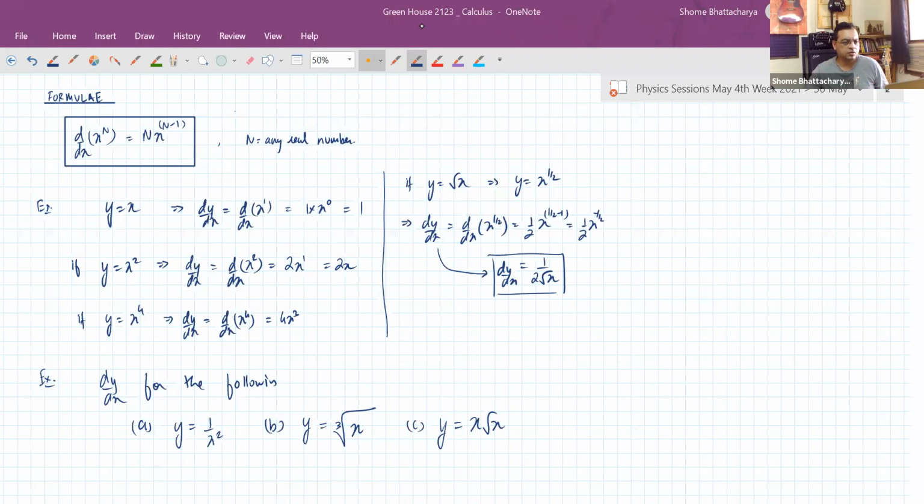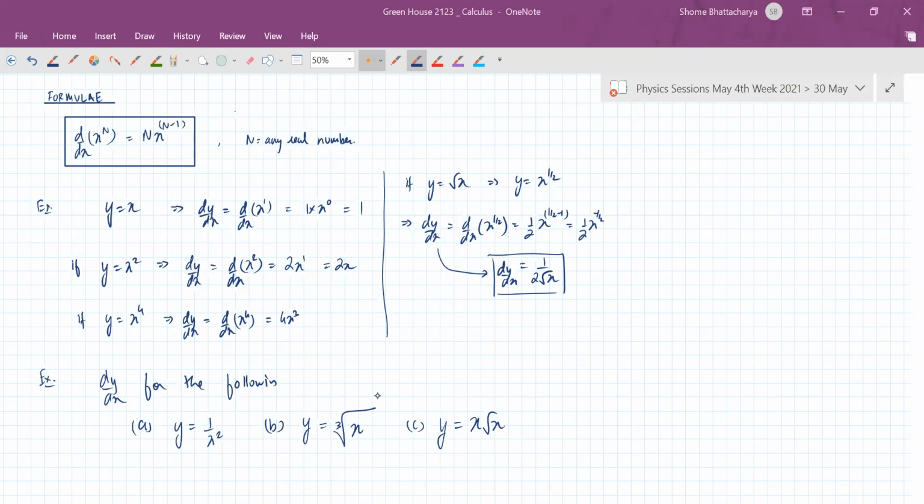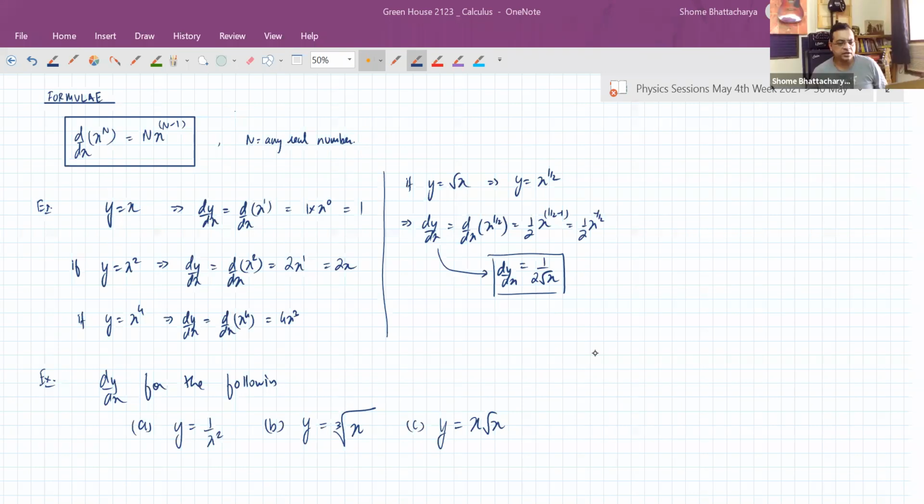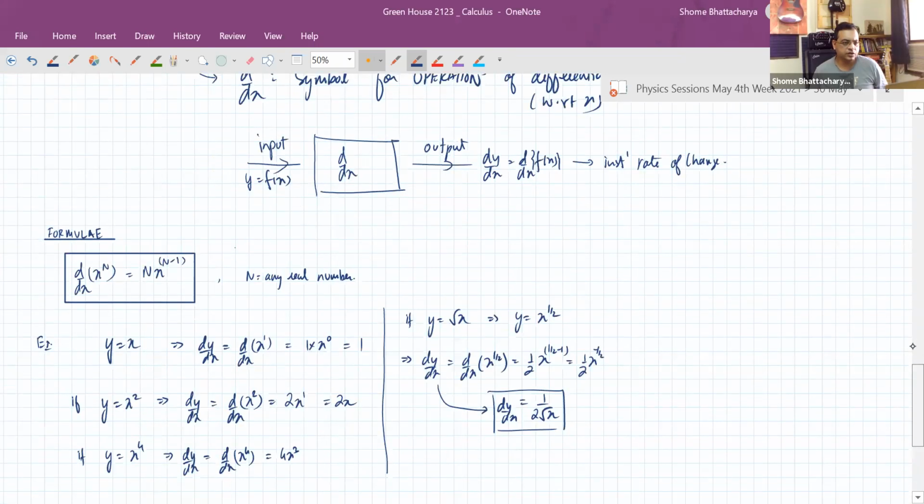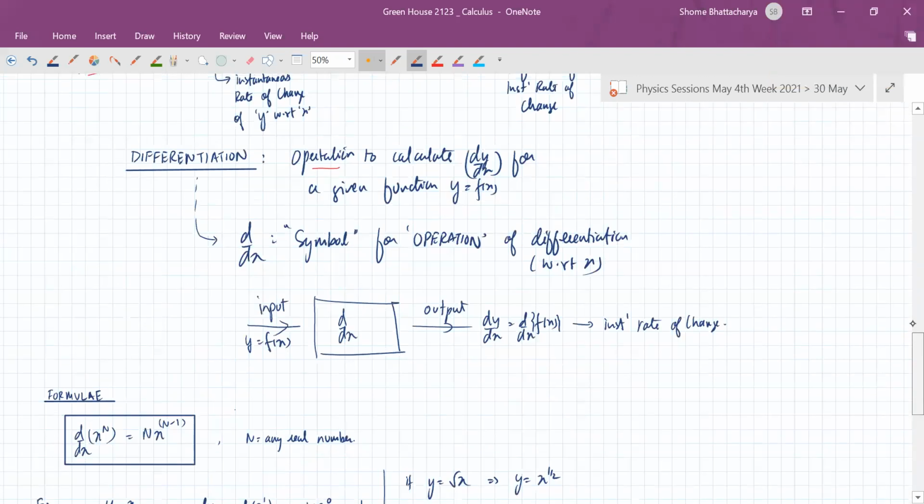Sir, can you scroll up a little? Sorry, can I scroll? Scroll up. Okay. So before this formula, for the definition of differentiation, is it? Yes. Okay.